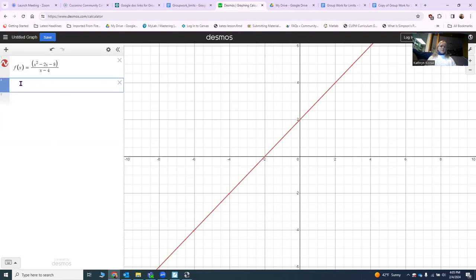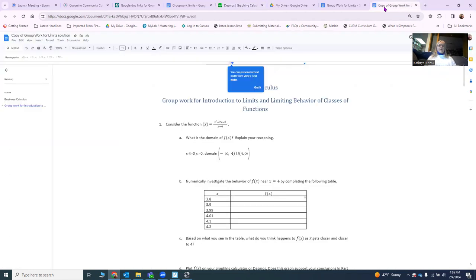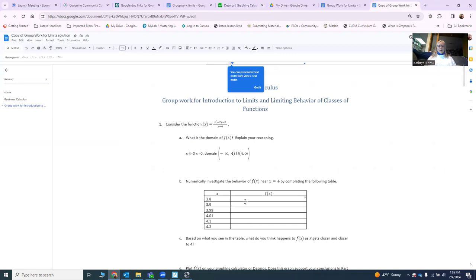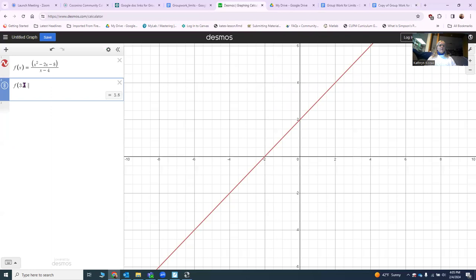I'll use f of, I can't remember the numbers we're using. So the first number we have is 3.8, so we'll start with that. I'll type in 3.8 inside my function, and it'll tell me the answer is 5.8. So I've got the function value of 5.8 when x is 3.8. I'm going to now put in 3.9 instead. All I got to do is change that 8 into a 9, and it'll tell me it's 5.9.